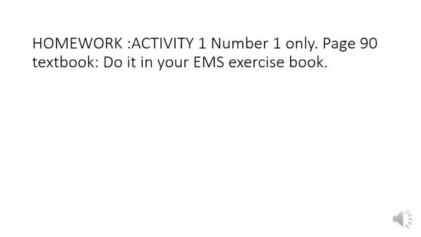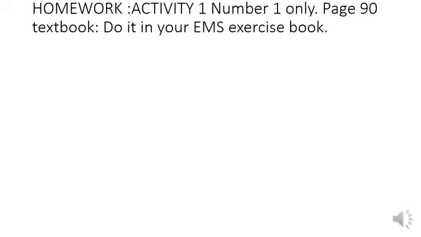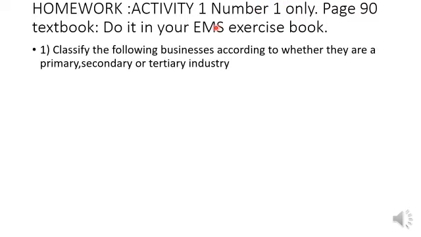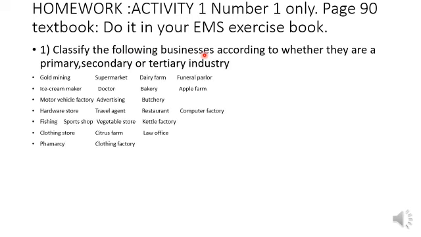Yes. Now, I want you to look at your textbook on page 90. On page 90, you are going to do your homework there, which you are going to do in your EMS exercise book. Remember, this activity 1 has got number 1 and number 2. So I only want you to do number 1, which is the one where you are supposed to be classifying the businesses according to whether they are primary, secondary, or tertiary industry. So these are the businesses that are given there in your textbook. It's all there on page 90.